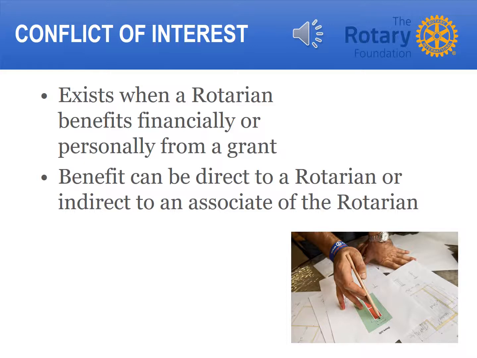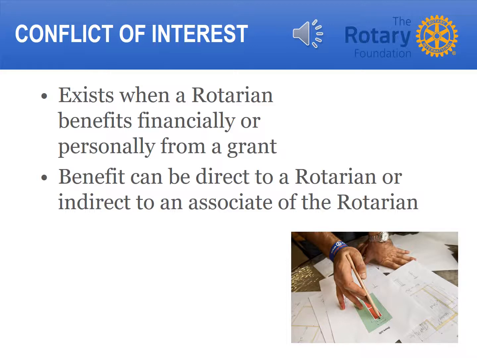Conflict of interest can make or break your global grant. A conflict of interest exists when a Rotarian may benefit financially or personally from grant activities. The benefit could either be direct, in that the Rotarian receives the funds or their business does, or indirect. Maybe the funds are going to an associate of the Rotarian.